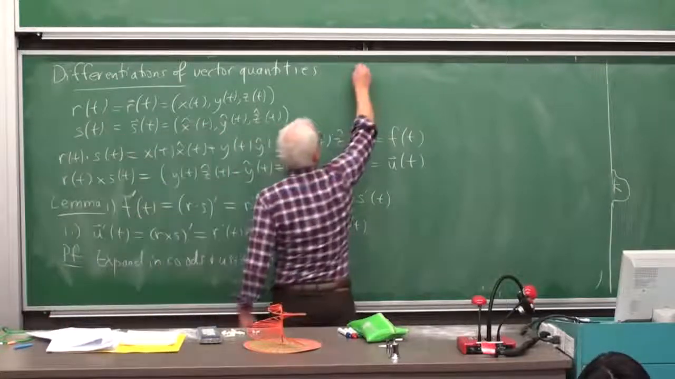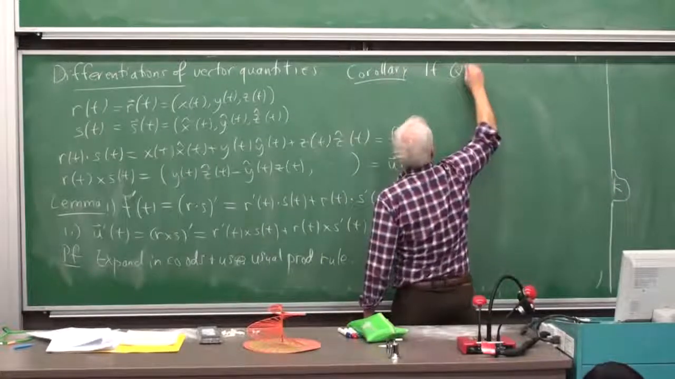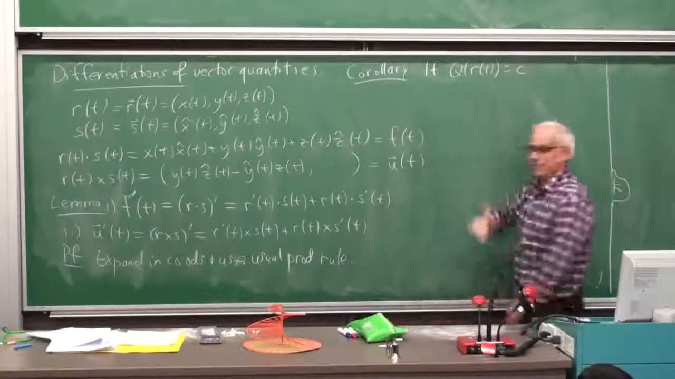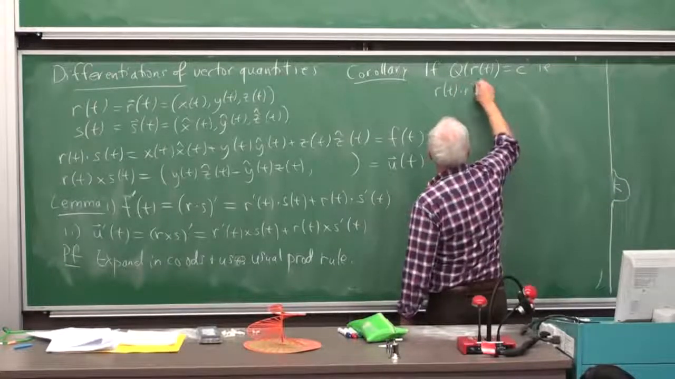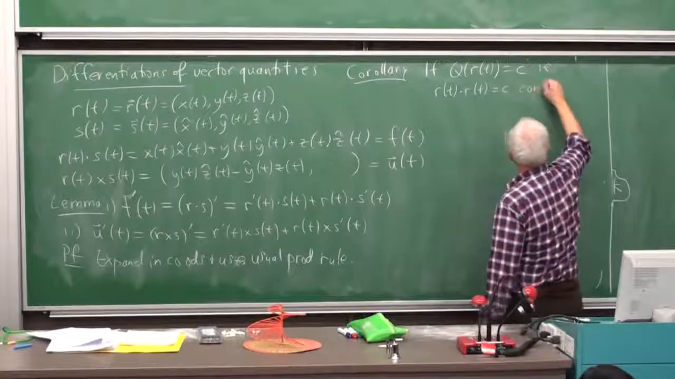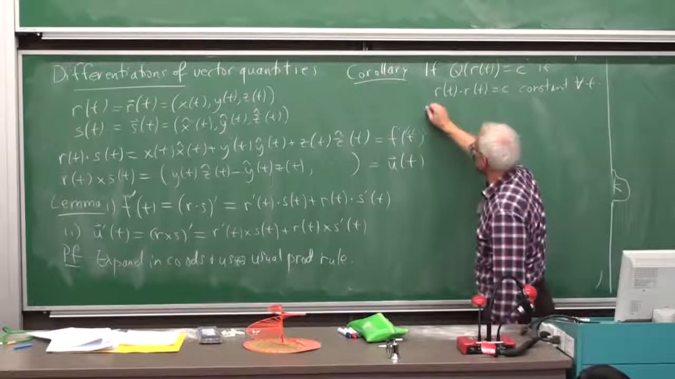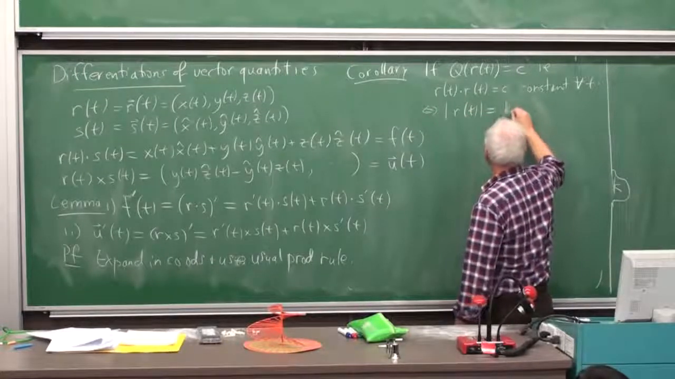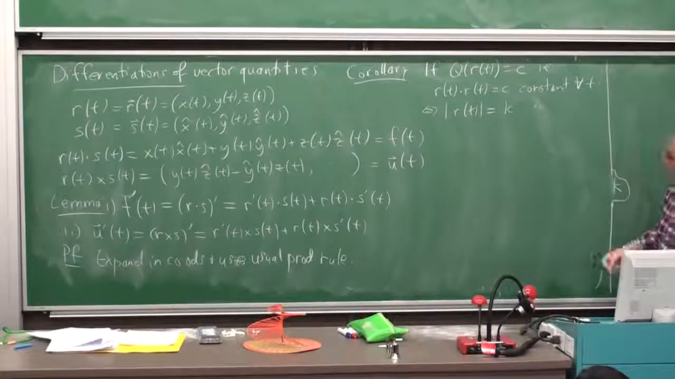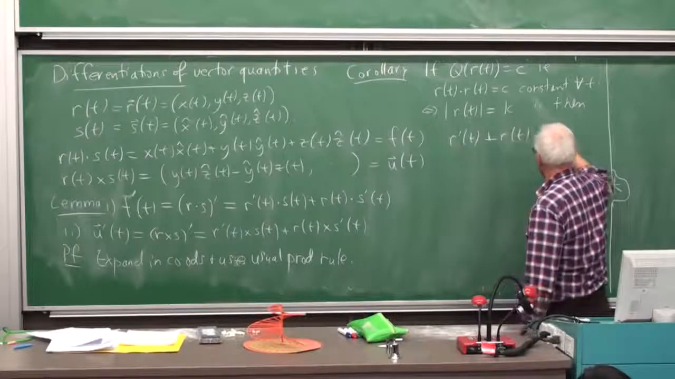So as a consequence of this, a corollary that's going to be very useful for us is that if we have the situation where the length of a vector field is constant, i.e. that r of t dot r of t equals c, which is constant for all t, or equivalently, if you take the square root, the length of r of t is constant, then r prime of t is perpendicular to r of t for all t.